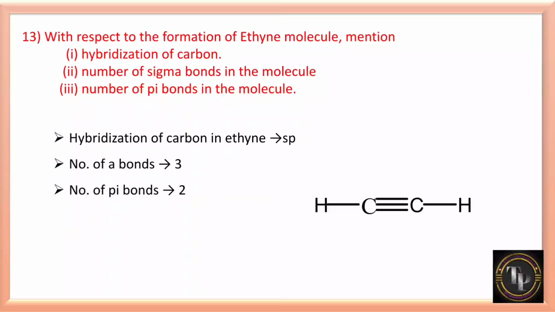So I hope you know, guys. If a double bond is there, the upper is a pi bond, the lower is a sigma bond. If a triple bond is there, the upper and lower are both pi bonds, and the middle one is a sigma bond, guys.